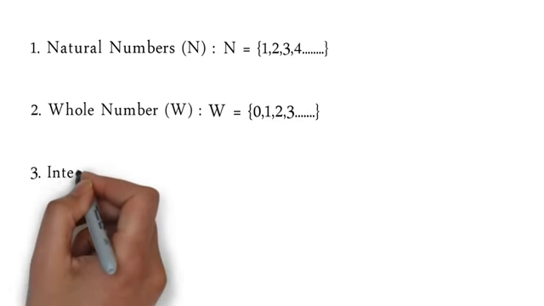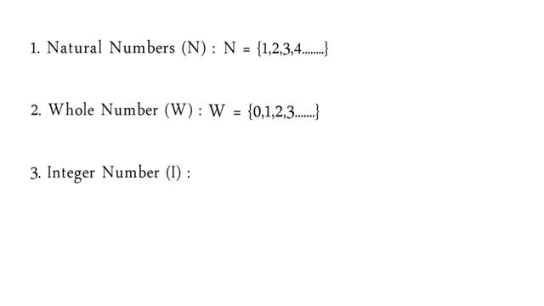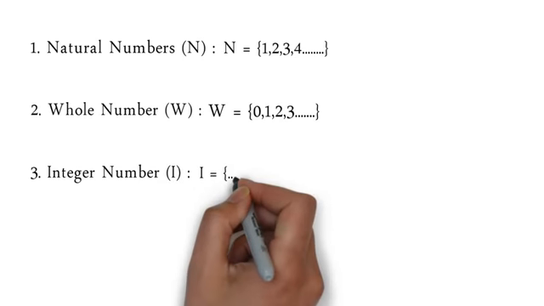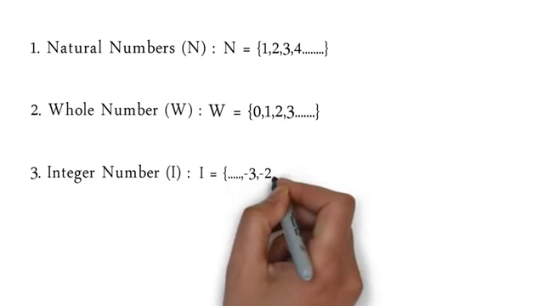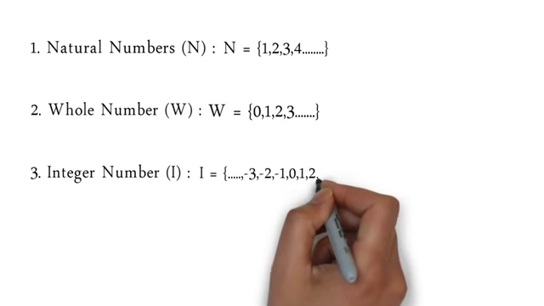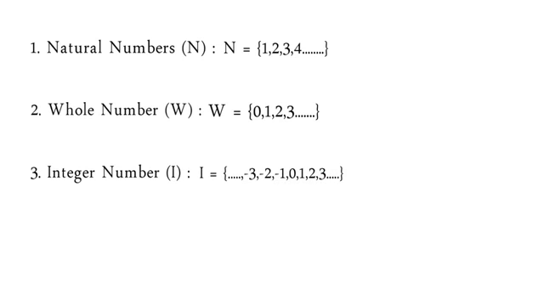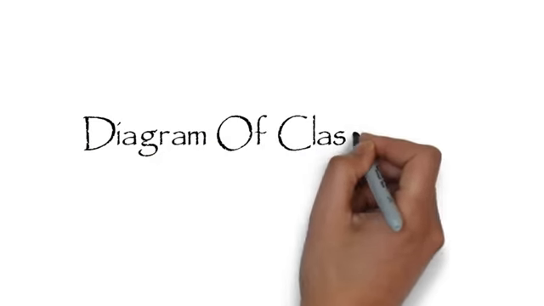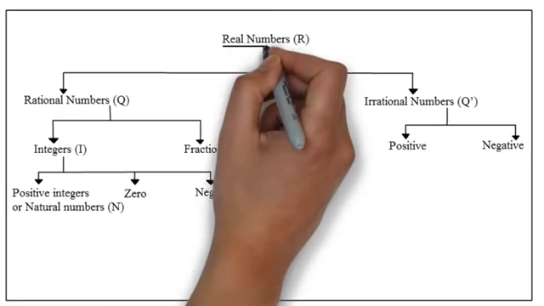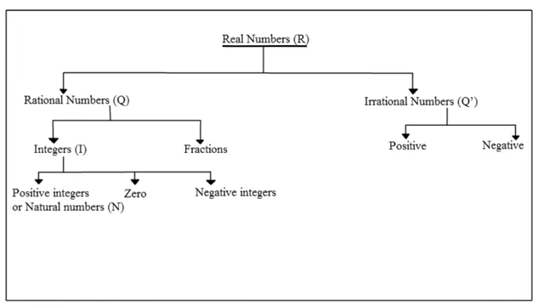Third, integers, denoted by I. Here I is equal to -3, -2, -1, 0, 1, 2, 3 and so on. Diagram of classification. Real numbers, denoted by R, are classified into two types of numbers.